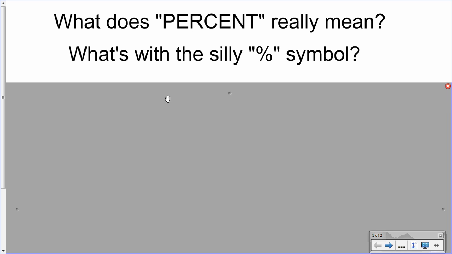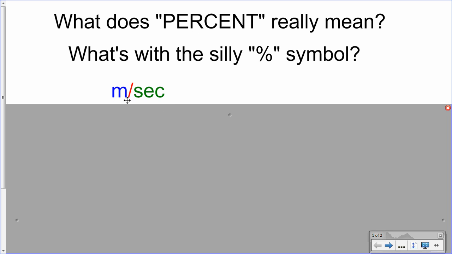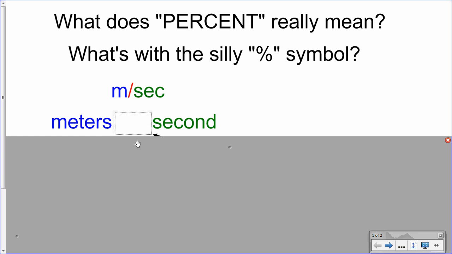Well, percent. First of all, we notice that it has two parts to this word. Let's look at this right here. If we see these units, M is an abbreviation for meters, and SEC obviously is an abbreviation for seconds. So these units here are meters something second. That slash means per. That's the mathematical symbol for per.